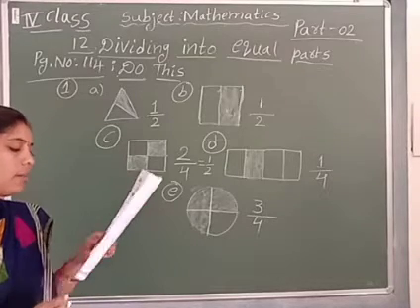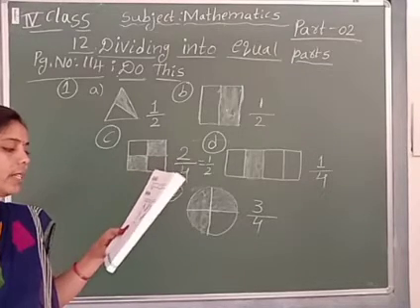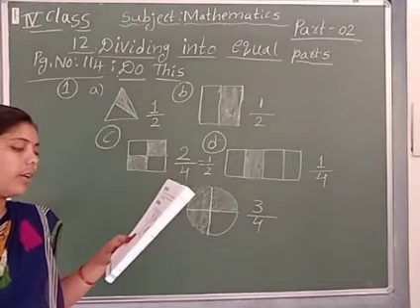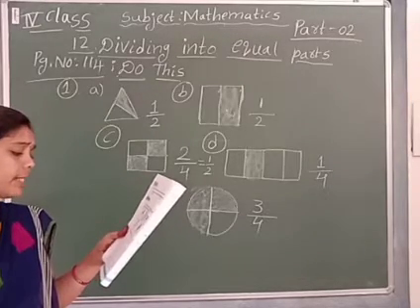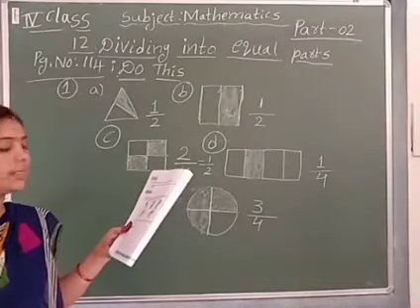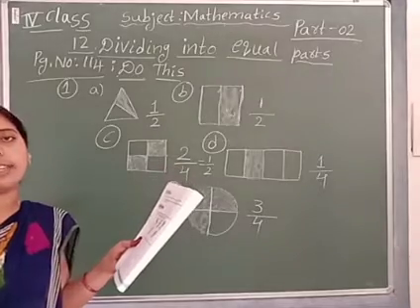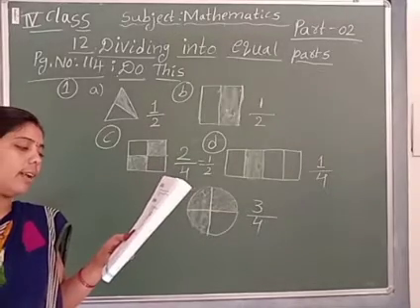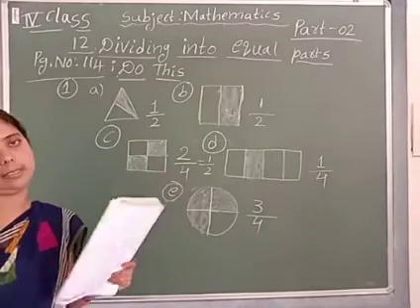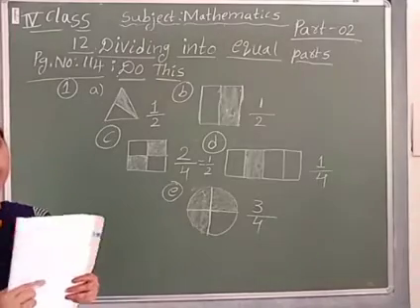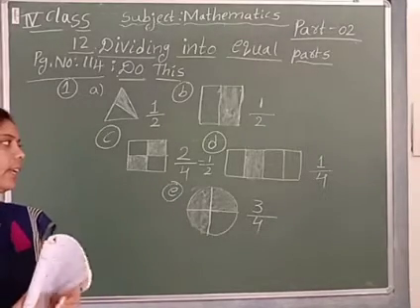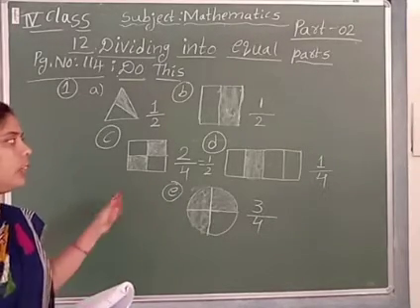Color the part of the figure that has been written below it. One has been done for you. See here, the color is given. In the second bit, only the fraction is given, but the parts are not divided. Okay? Let us discuss that. So we will do it right now.